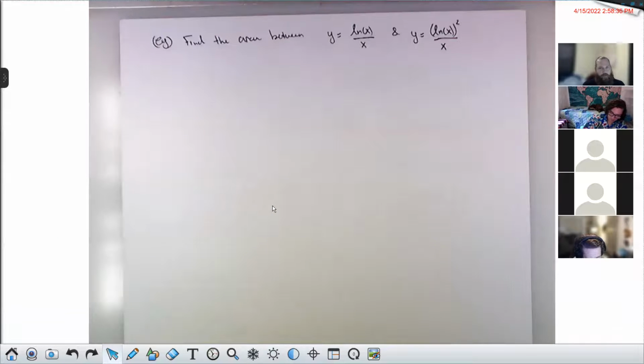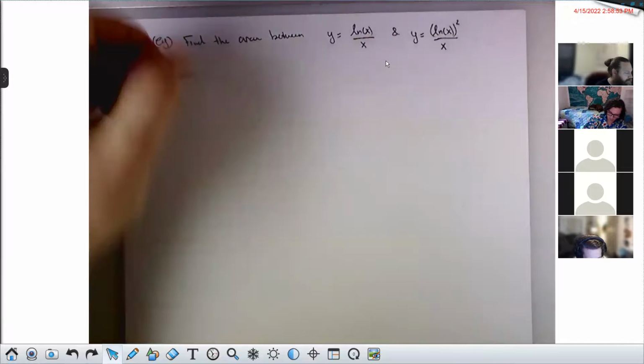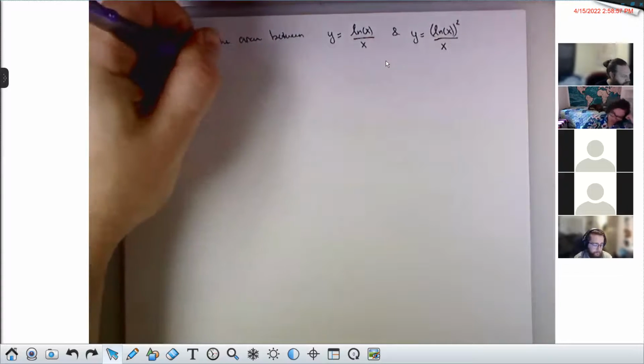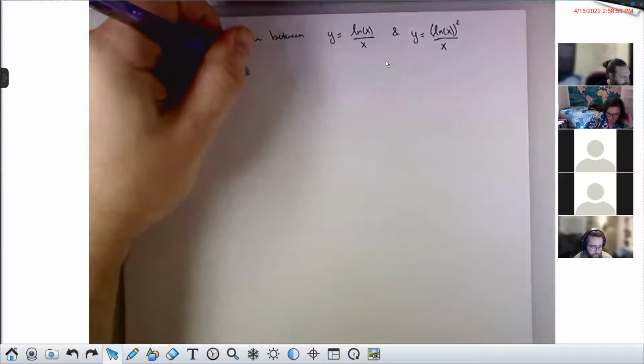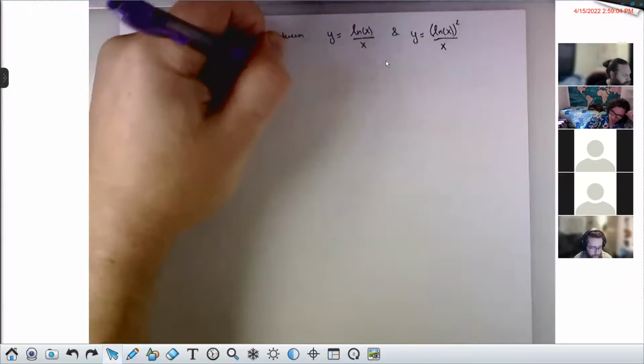Again, neither of these are curves that I know right off the top of my head. And if I wanted to sketch the graph by hand, I would have to go through that big procedure from section 4.7 or 4.5, whatever that was. But we can try to do as much of this as possible without drawing the graph. We can start by saying I'm going to find the intersection points by setting these equal.